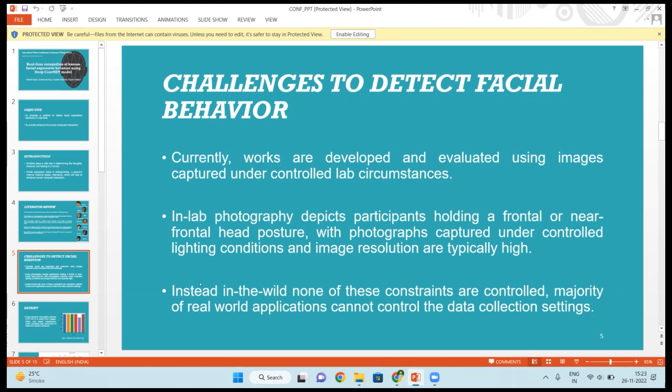Instead, in real time, none of these constraints are controlled. In human-computer interaction tasks, short clips are frequently used to elicit expressive behaviors, which drastically reduces the data complexity. Instead, none of these features are restricted, and the majority of real-life applications cannot control the data collection settings.